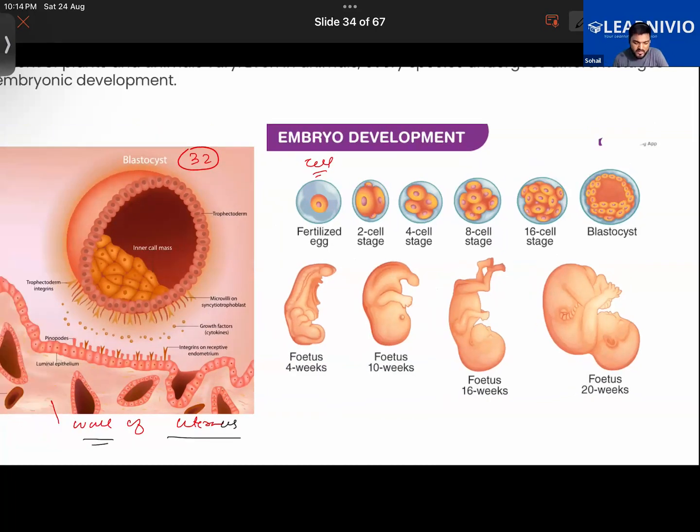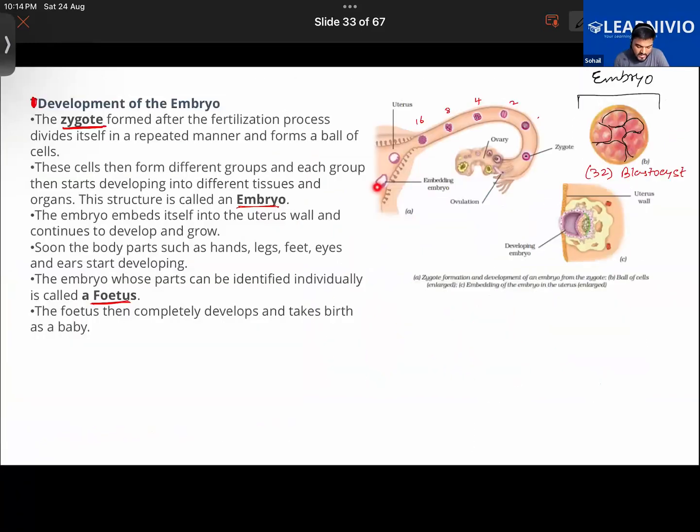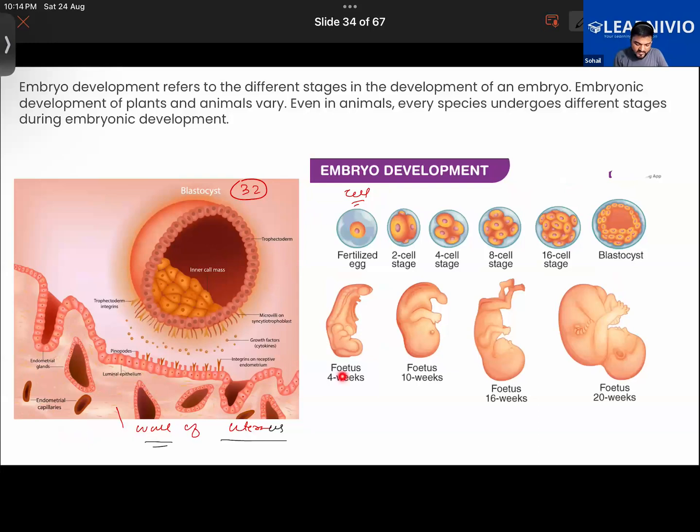Slowly, what will be happening? Once the embryo has been embedded into the wall of the uterus, parts of the body like hands, legs, feet, eyes, heart and ears will slowly start to develop. And there will come a time when it will be identifiable, like the doctors will be able to identify it. So this 4-week-old unborn child is called a fetus, because from this time period, some of the parts of the body are identifiable. You can also observe some of the structure over here.